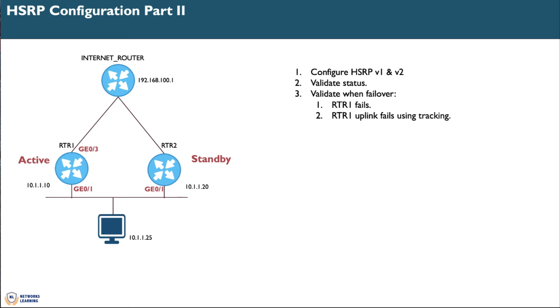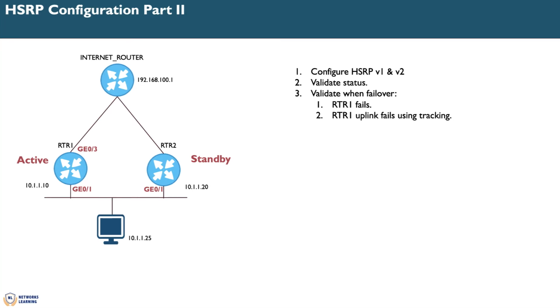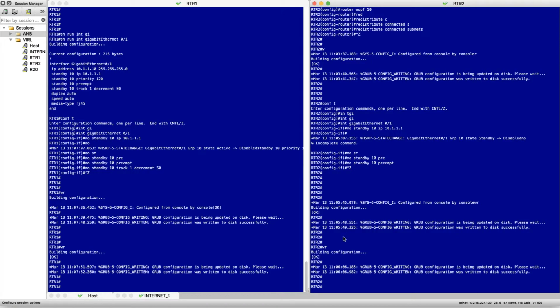Some of the tasks that we will configure and validate in this lab will be to configure HSRP version 1 and then version 2, just to see some of the differences that were covered in part 1. We validate the status of HSRP as it is configured in a working condition, and then we will try to cause some failures and validate the failover when router 1 fails, and then when router 1 uplinks fail towards the internet router. We will use a feature called tracking, and we should see hopefully the results as expected. So let's go to our terminal and start the configuration.